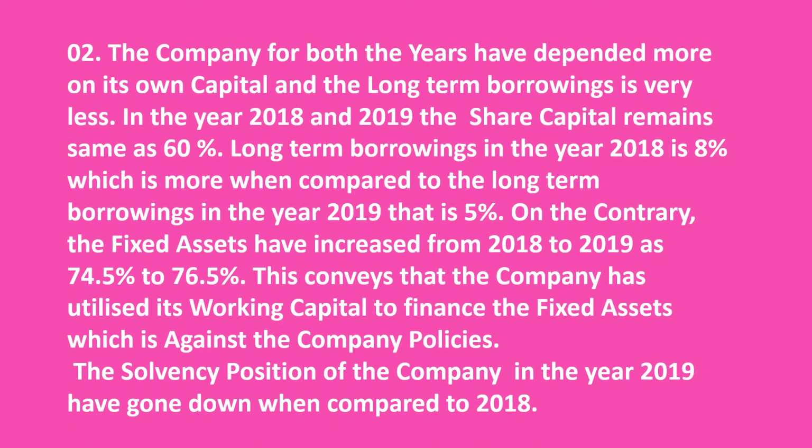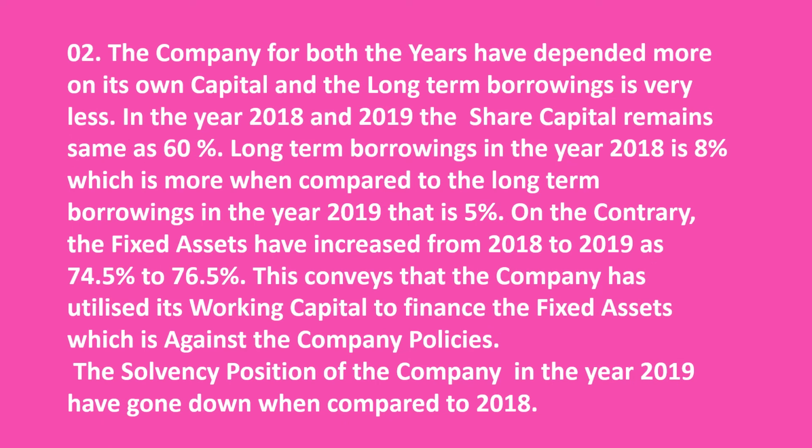As we have studied the liquidity position or current financial position or short-term financial position of the company by comparing the years 2018 and 2019, we found that it was actually bad when compared to 2018. The year 2019 has gone down. Now let's move on to the identification of solvency position or long-term financial position of the company. For both the years, the company has depended more on its own capital.